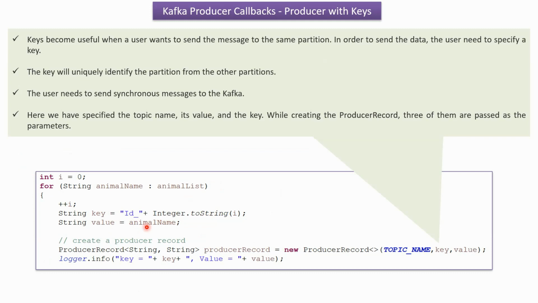Here you can see the key and value. Here I am creating a producer record using the producer record constructor. In the producer record constructor, I am passing the topic name and the key and value. Keys become useful when the user wants to send messages to the same partition. The key will uniquely identify the partition from other partitions.